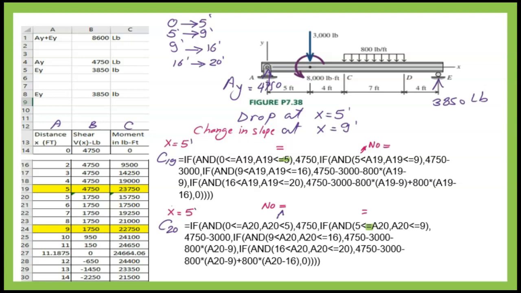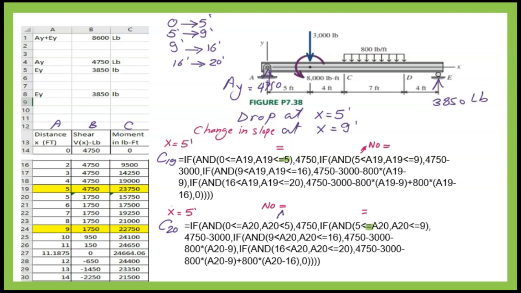This is the IF command. We have A19 bigger than or equal to 0, comma, A19 less than or equal to 5. It is essential to put the equal sign here and less than 5. The shear value here will be only from here to here. The shear value will be equal to 4,750.